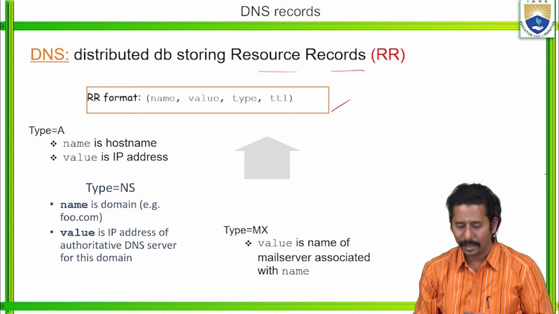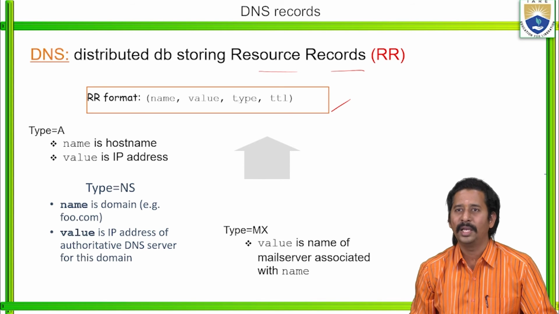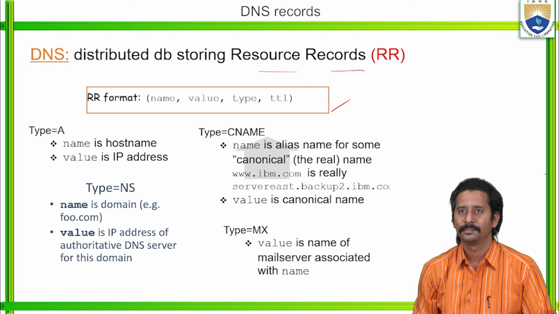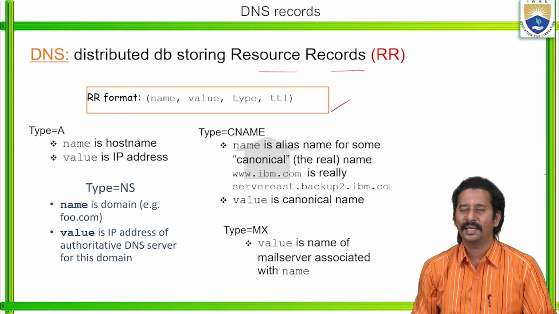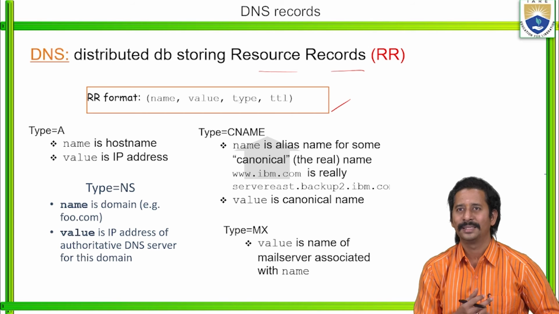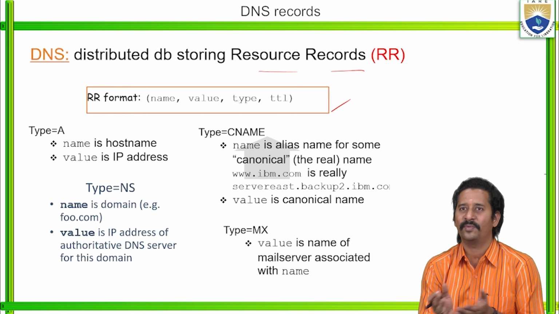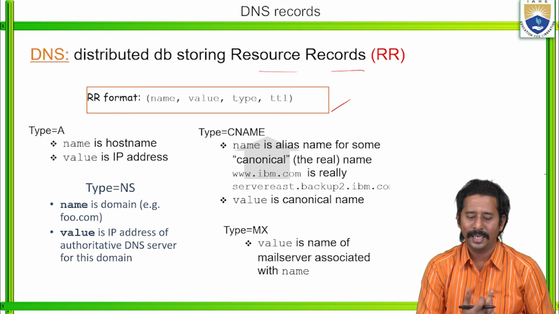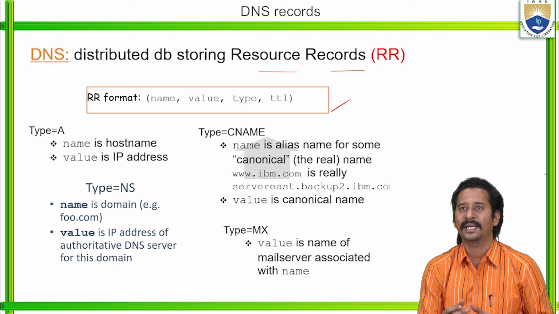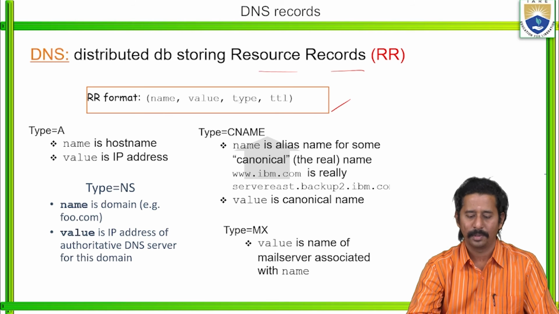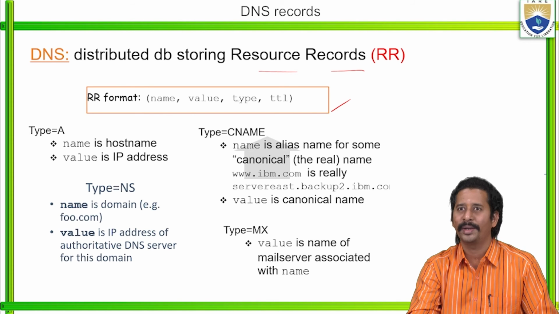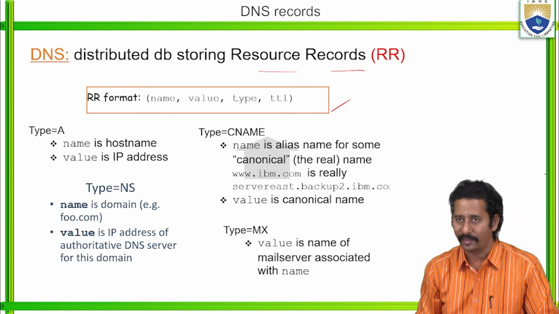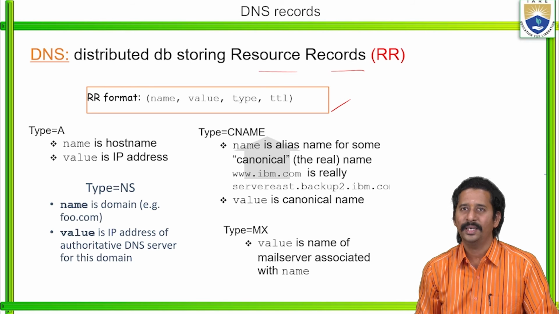Then type MX. Here the value is the name of the mail server associated with the name. Then another one: if the type is CNAME, the name is an alias name for some canonical name. The best example is IBM.com, whose real server name is, let us say, servereast.backup2.ibm.com. So here the value is the canonical name, that is the real name of that particular requested name.